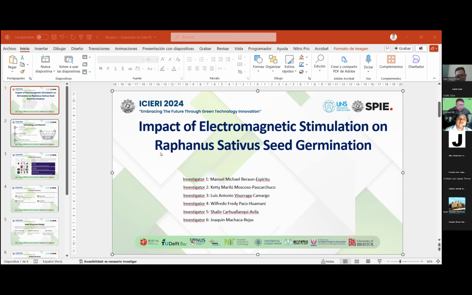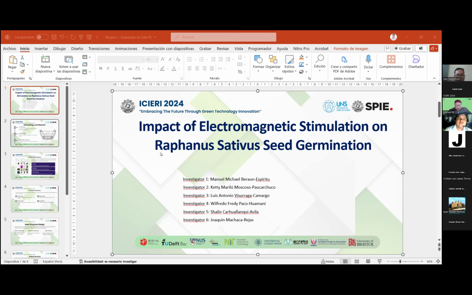First, the project focuses on addressing the challenges in the seed germination process, exploring environmentally friendly solutions based on physical and biological treatments. It focuses specifically on the germination of seeds of Raphanus sativus, commonly called radish, and analyzes the impact of electromagnetic stimulation on this process, considering the use of technologies based on magnetic fields and ultraviolet light spectra.